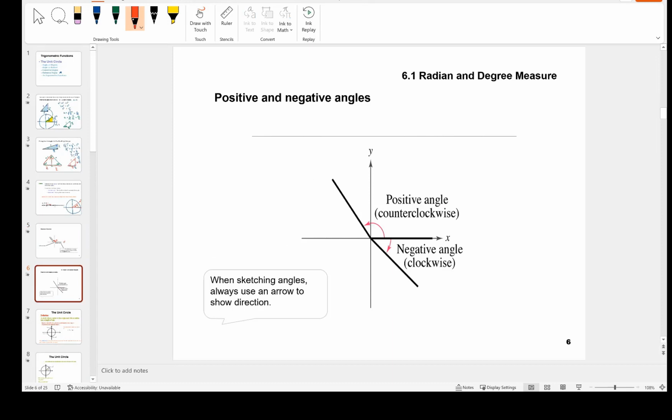If I'm going counterclockwise from my initial side, I'm going in the positive direction. And if I go the opposite direction, clockwise, I'm going in the negative direction. So if I want, let's say I want positive 45 degrees, I would go here. If I want negative 45 degrees, I'm going to go here. So this would be negative 45 degrees.